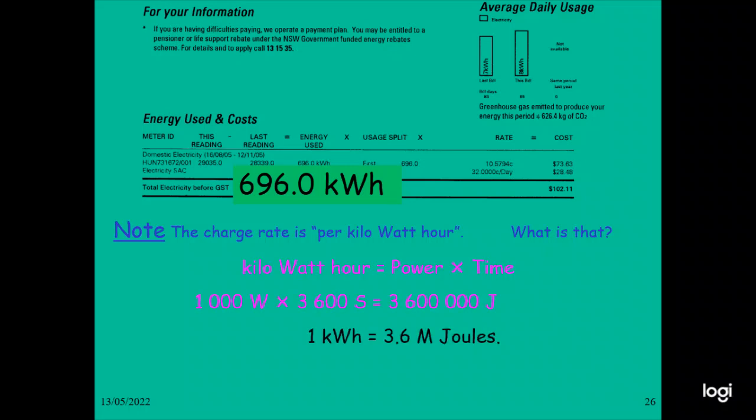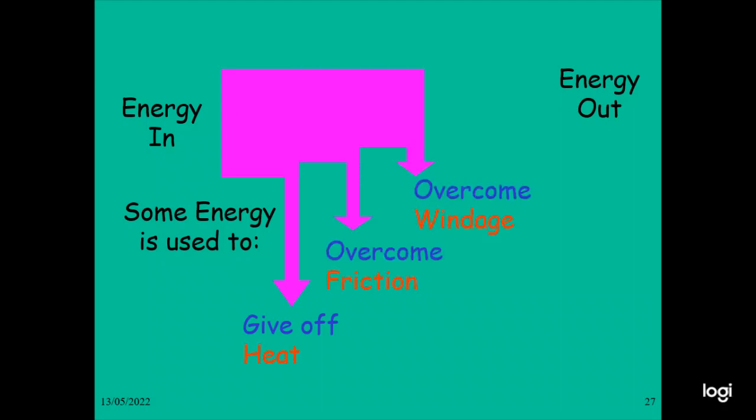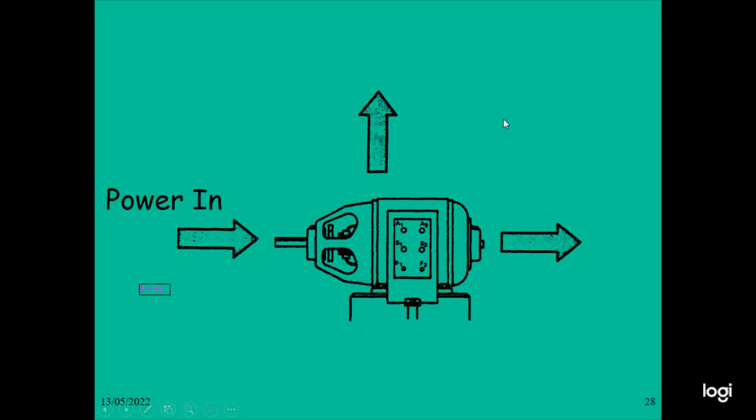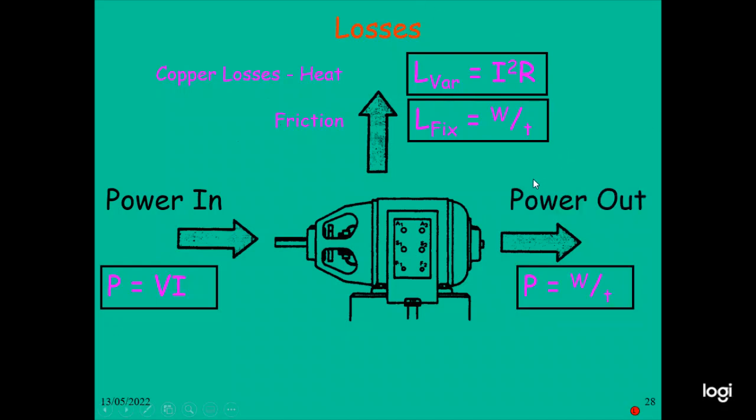The kilowatt hour meter measures power multiplied by time. So 1 kilowatt hour is 3.6 megajoules. So this is the energy in, energy out. When your energy goes in, some energy is used for heat, to overcome the pressure, overcome the windage, and the remaining goes to the output. Power is equal to VI, and losses are the copper loss and iron loss. So we calculate the copper loss as I squared R, iron loss, and then output power. So this is the way you get output power.